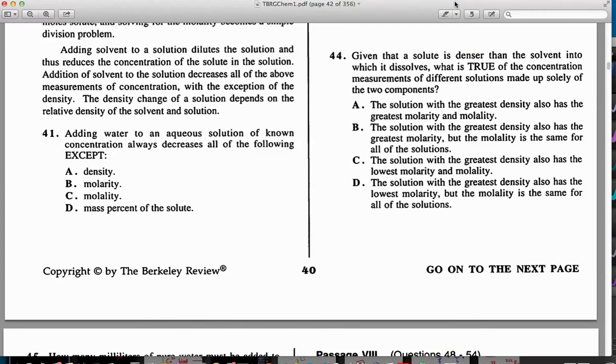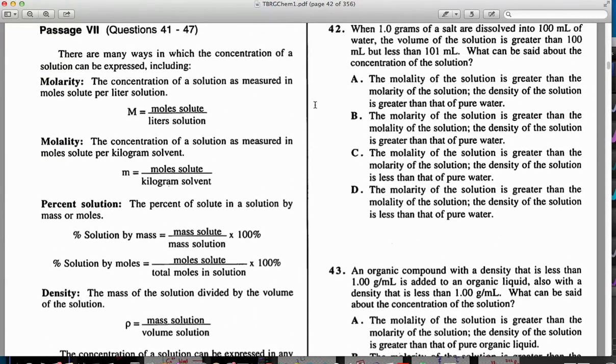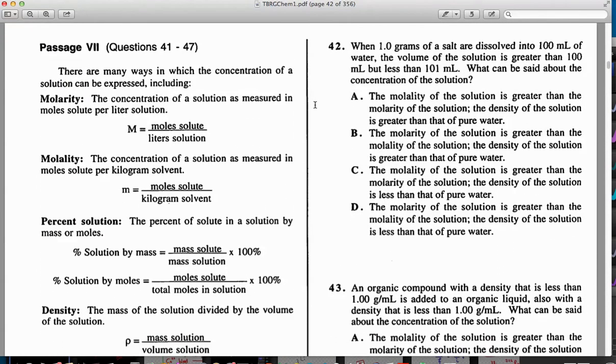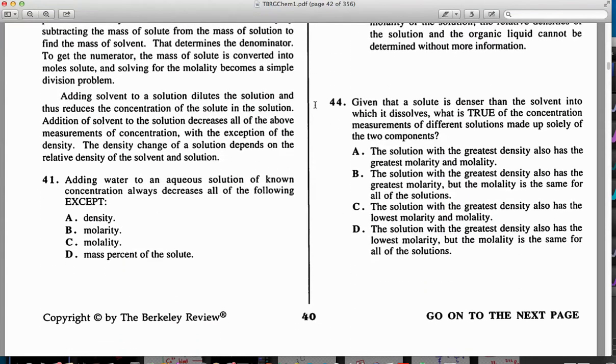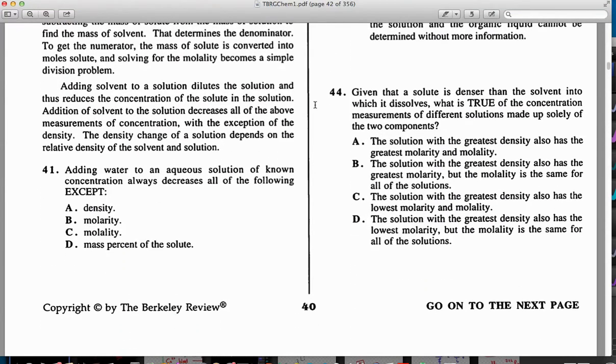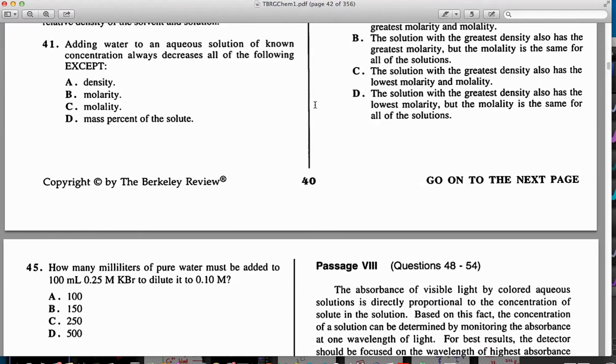Okay, so we're looking at passage 7, which deals with solution chemistry. So my advice would be not to spend any time interpreting the passage. You see a lot of definitions. I would immediately go to questions because this is data, and you can always look at the data anytime you wish. So let's look at question 41. Adding water to an aqueous solution of known concentration decreases all of the following except.